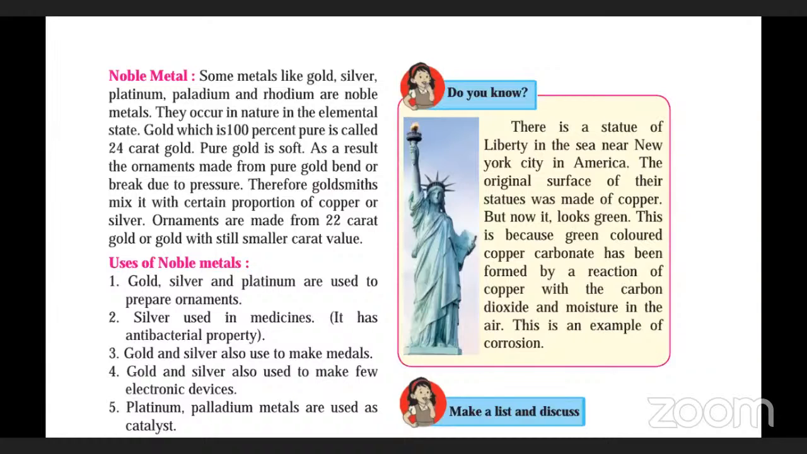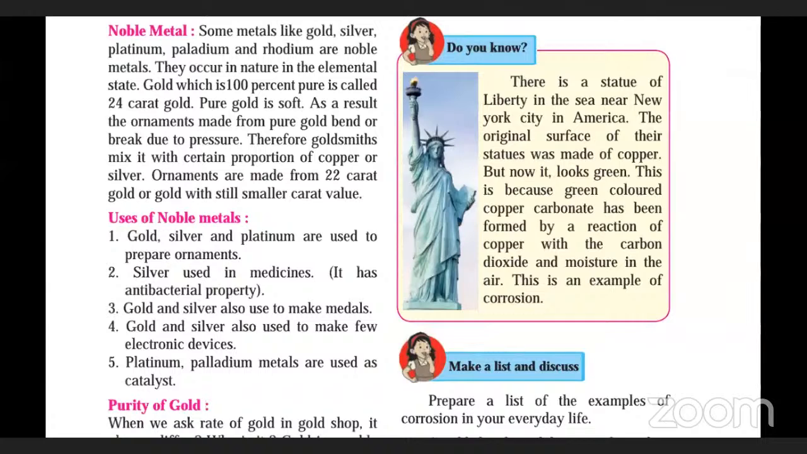So gold which is 100% pure is called 24 karat gold, and it is actually very soft. It is so soft that we cannot make ornaments. Since the 24 karat gold is very soft, it cannot be used to make ornaments because such soft gold, when it is bent, will break very easily.